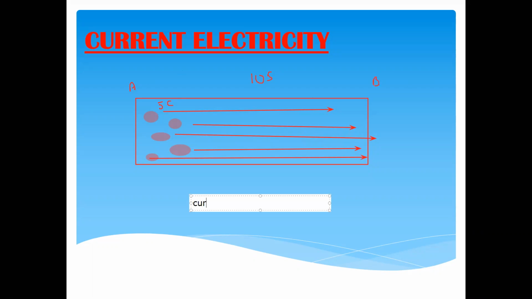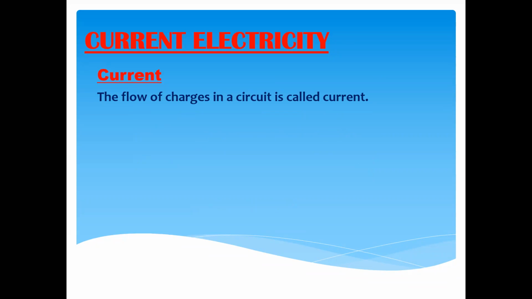So current is equal to charge, the number of the charges, divided by time, or flow of the charge in unit time. How many charges were moving? There were 5 coulomb of charge. And how much time did it take? It took 10 seconds. So 5 divided by 10 is equal to 0.5. So current is 0.5 amperes. What does it mean? It means half a coulomb is flowing through a circuit or a wire or a component in 1 second. So the definition of electrical current is a flow of the charges in the circuit.